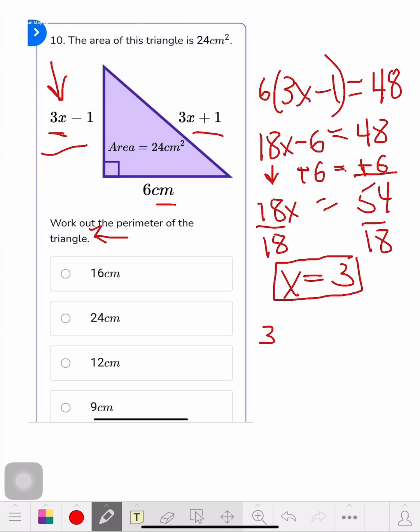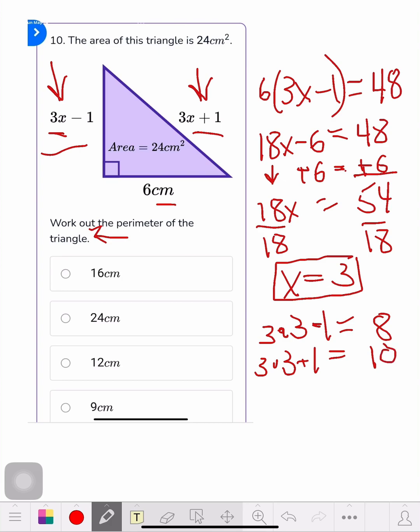3 times 3 minus 1 equals 8. Now let's do this side, okay? Now they changed this a little bit, and they could confuse you, because you see they've got a plus in there, not a negative, okay? So it's 3 times 3 plus 1, okay, equals 10.